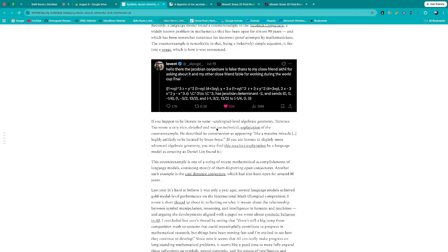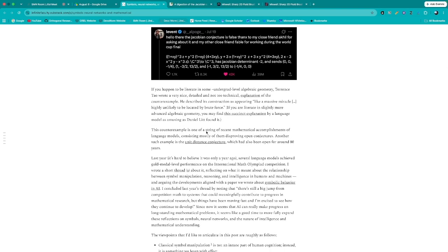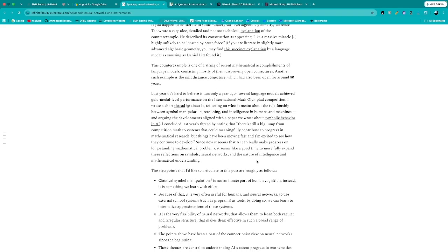the summary of this Terence Tao article is that he described the construction of this proof as appearing like a massive miracle, highly unlikely to be located by brute force. And so this counterexample is one in a string of recent mathematical accomplishments of language models, consisting mostly of them disproving open conjectures. Another such example is the unit distance conjecture, which has been open for around 80 years. So last year, several language models achieved gold medal level performance on the International Math Olympiad competition.